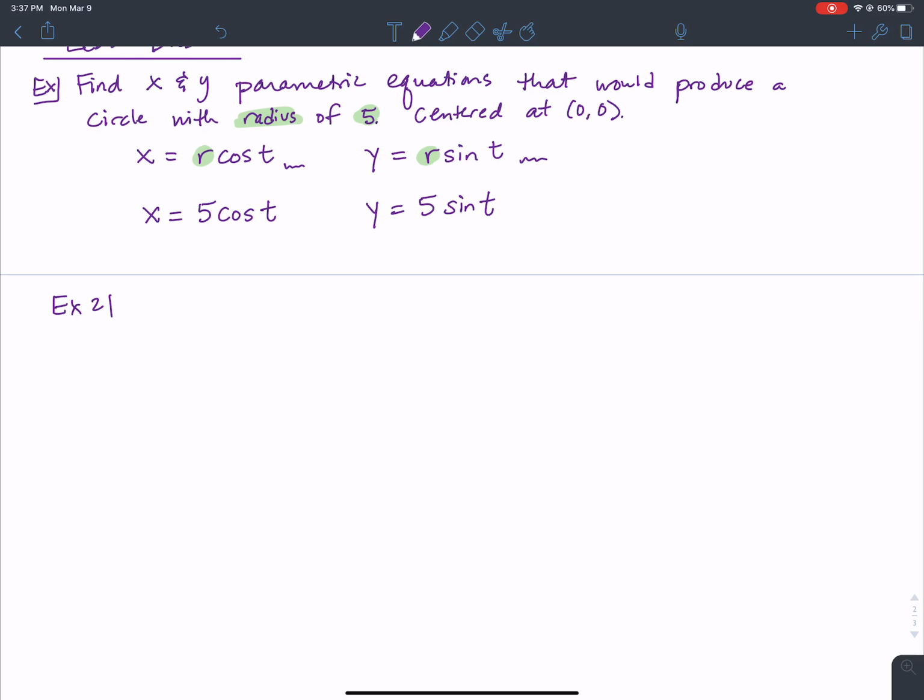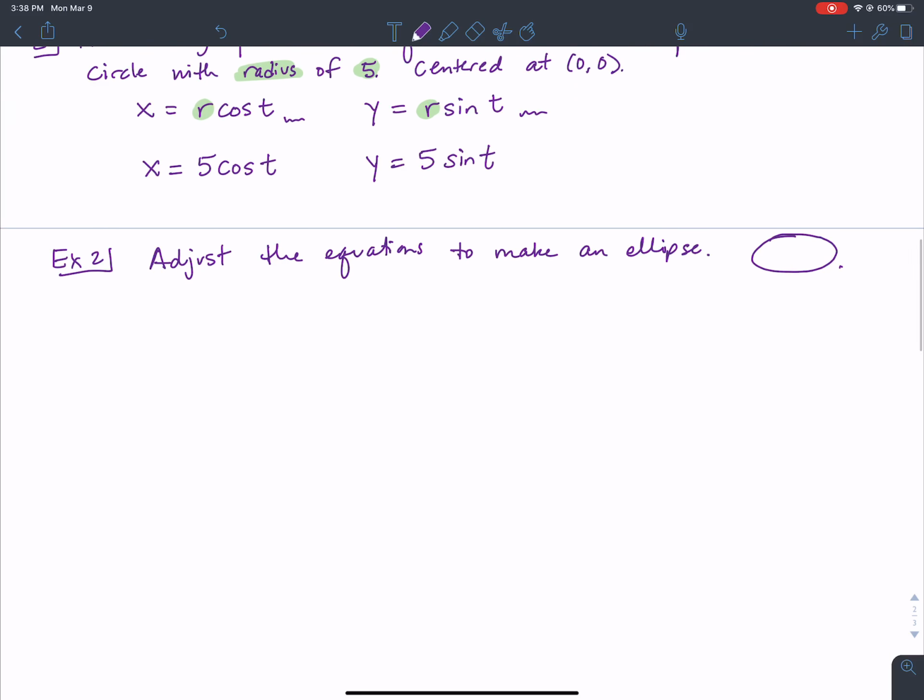All right, our next example, we are going to adjust the equations to make an ellipse. Now, we haven't really talked about an ellipse yet in class, so some of you might be asking, what's an ellipse? So for those of you wondering, an ellipse is like this. So some might be saying, oh, you mean an oval? So the more mathematically correct term for that is an ellipse.